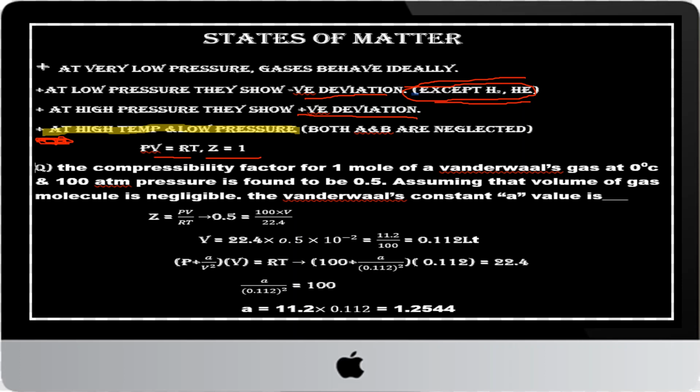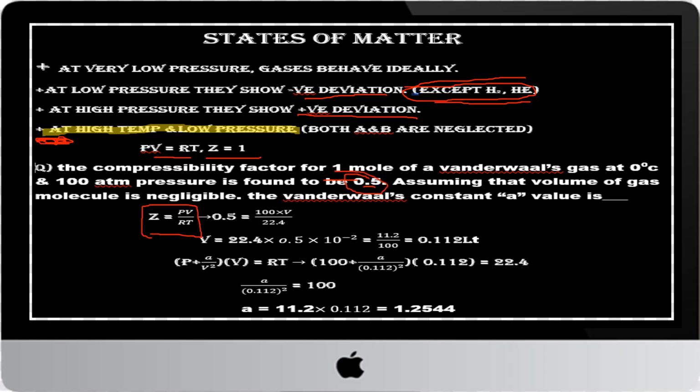And there is one question related to compressibility factor. The compressibility factor for 1 mole of van der Waals gas at 0 degrees Celsius and 100 atmosphere pressure is found to be 0.5. Assuming that the volume of gas molecules is negligible, the van der Waals constant A value is? Simply use the relation Z equals PV by RT, as they have given 1 mole. Then they have given the compressibility factor as 0.5.